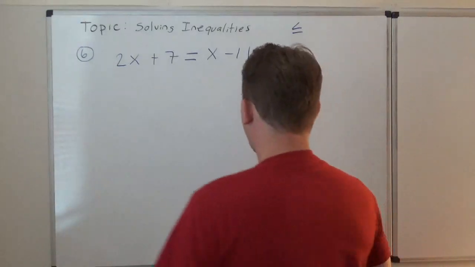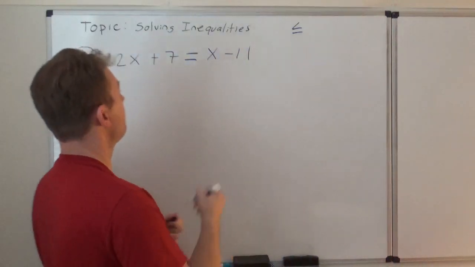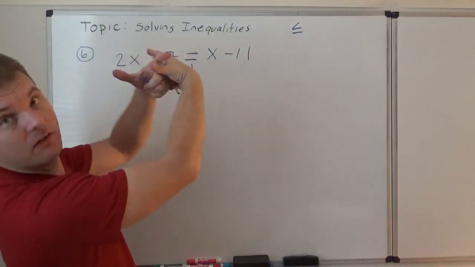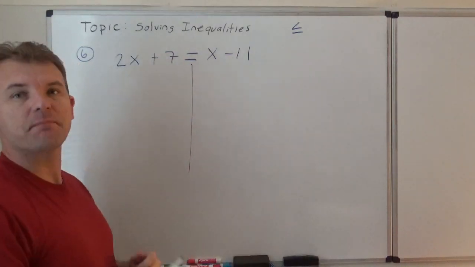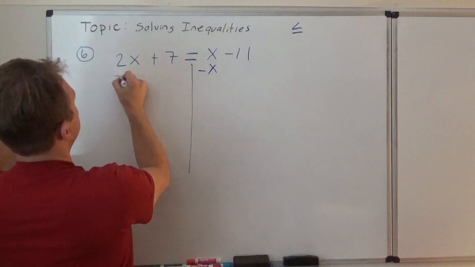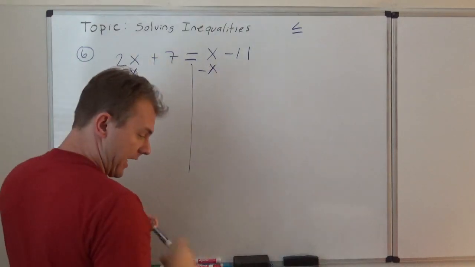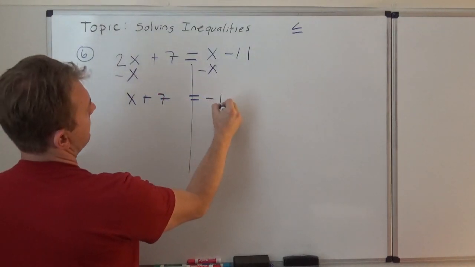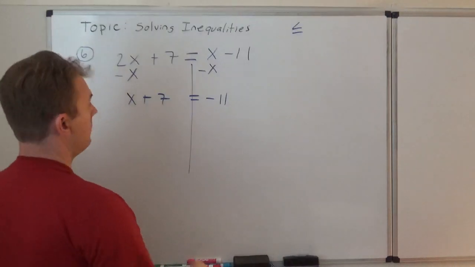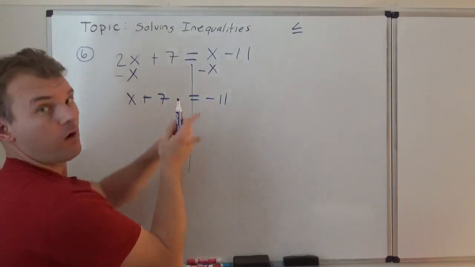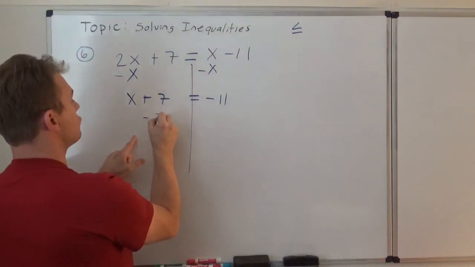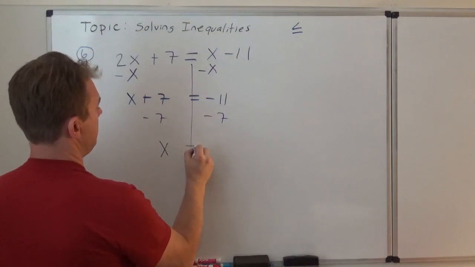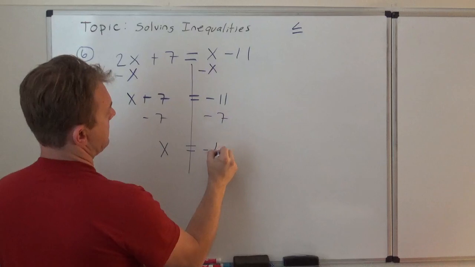So here we go. I'm going to leave it like that because I know a lot of you remember how to do this. So here's our line. Remember, we have to get the x's together. I've always been taught to take my lowest x. So x, x. And now on the side, I have x plus 7 equals negative 11. Now I'm going to get x all by its lonesome. So I'm going to subtract 7, and then I get x equals negative 18.